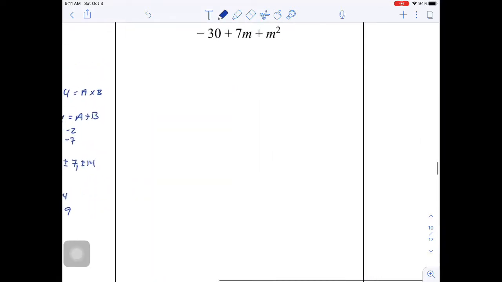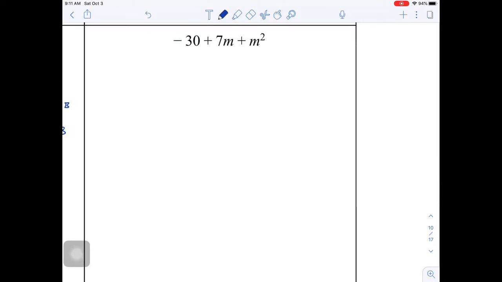Okay, let's deal with one more here. This is negative 30 plus 7m plus m squared. Remember, this is just ordered incorrectly. I want it to be largest exponent going down. So m squared plus 7m minus 30. And then you can PSA this.